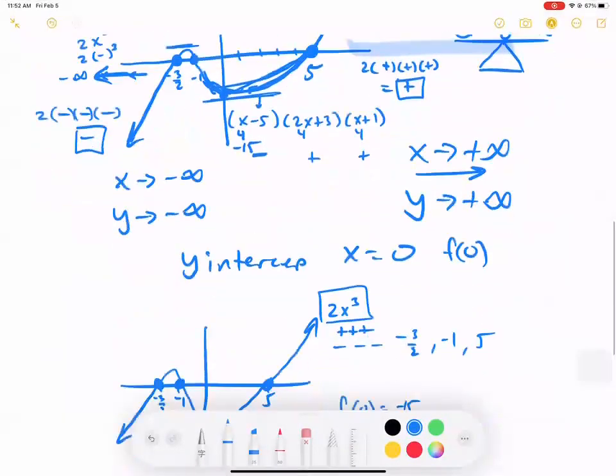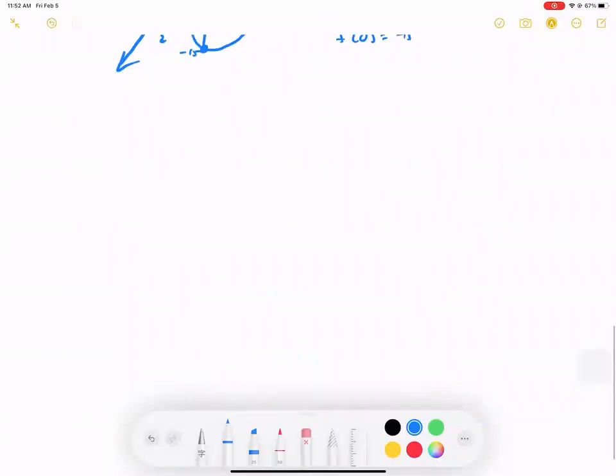Okay, let's do one more problem here. The problem is x cubed. Actually, no, let's throw a negative in there, just because, since we're doing that right now. This is going to be negative x cubed minus 2x squared plus 5x plus 6. Right? This is f(x), and that's my function.